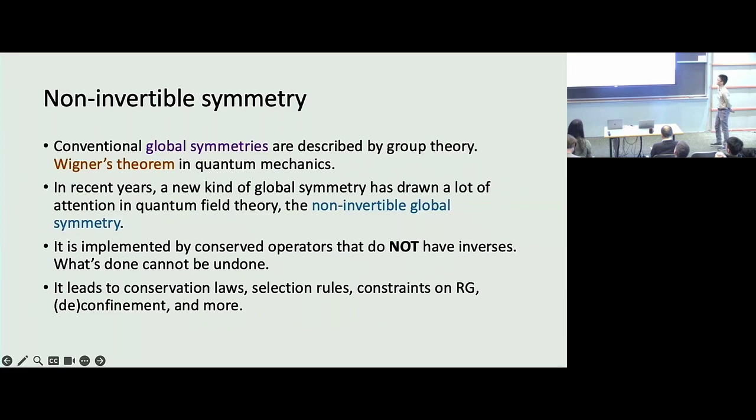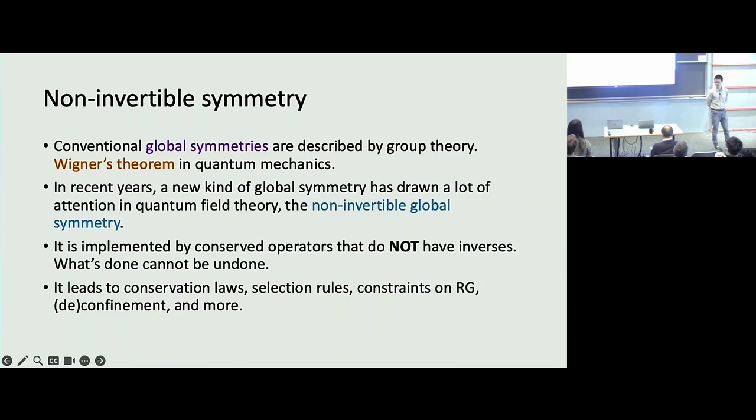In recent years, there's a new kind of global symmetry that's drawn a lot of attention in quantum field theory, in condensed matter physics, and also in quantum information theory. These symmetries are called non-invertible symmetries and are implemented by conserved operators that do not have inverses. Even though they sound weird, they actually lead to new conservation laws, new selection rules, new constraints on RG, and many more. Now, you might think this sounds totally bizarre.